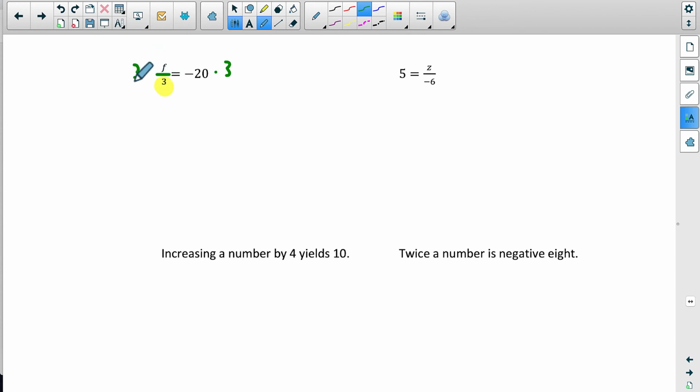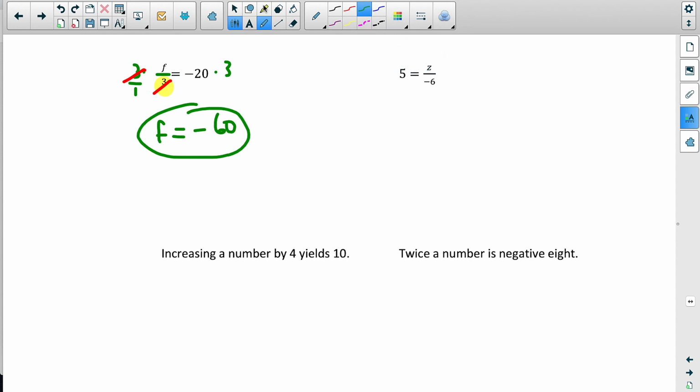Because it's ninja slicing. You have 1 3 on the top, you have 1 on the bottom, so you cancel them out. Remember, this is 3 or 3 over 1. So I can definitely ninja slice here. Boom, boom. Perfect. All I have left on this side now is f. On the other side, I have negative 20 times 3. A negative times a positive is negative, and 20 times 3 is 60. Again, not sure if it's right? Try plugging it in. Negative 60 divided by 3 is negative 20. I got it right.